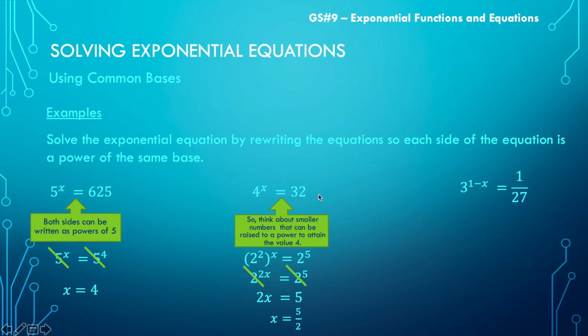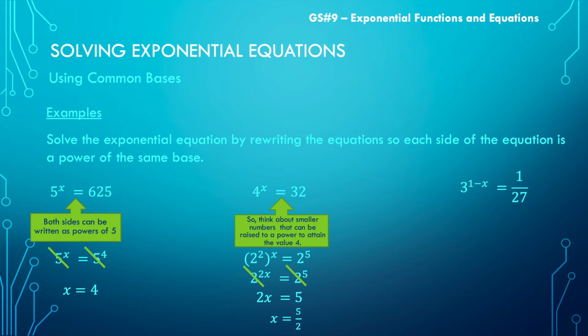Okay, here's another example. We have 3 raised to the 1 minus x is equal to 1 over 27. So where we see the x, we have a base of 3. So the first thing we want to check is, can both sides of the equation be written as a power of 3? And we definitely know the left-hand side can because it's already there. But think about that right-hand side. Can 1 over 27 be written as a power of 3?